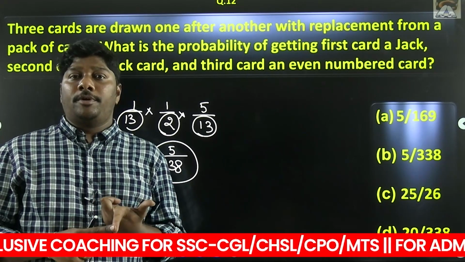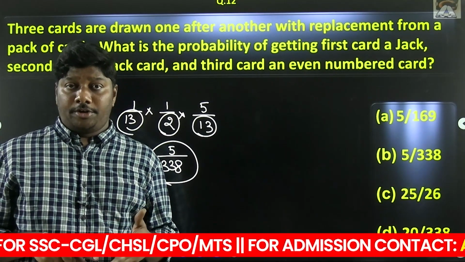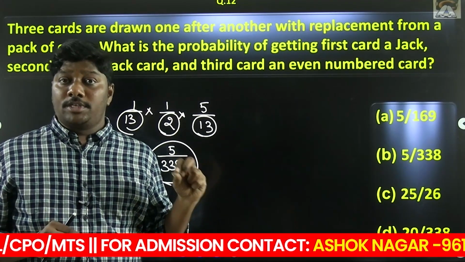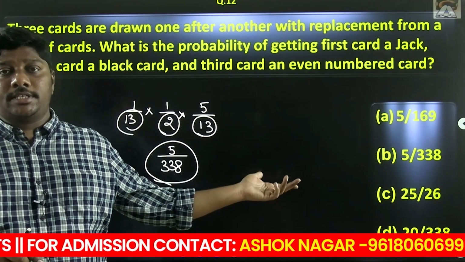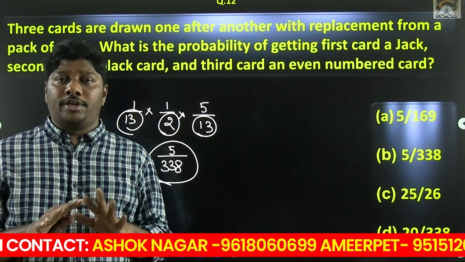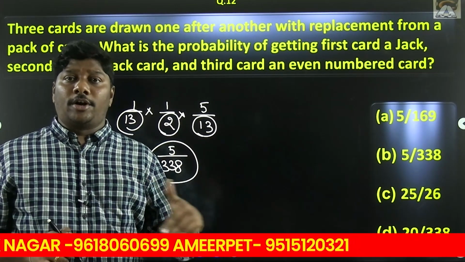First card you want it to be what? First card you want it to be a jack, second card you want it to be black, and third card you want it to be an even numbered card. If you did not mention the order, you must do 3 factorial. Multiplying by 3 factorial is necessary if the order is not mentioned. But here clearly the order is mentioned, so you don't need to multiply by 3 factorial. Because you want the first card, second card, third card in the order he is giving you.